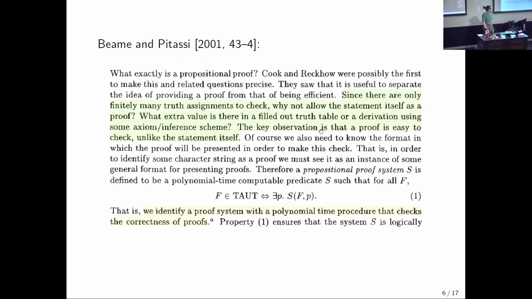The idea is also in this other article, again, referring to Cook and Reckhow. So just a bit for the moment to look at is this bit at the bottom. You can't really see the highlighting that says we identify a proof system with a polynomial time procedure that checks the correctness of proofs. So again, you have this proof checking procedure, but furthermore it has to be polynomial.